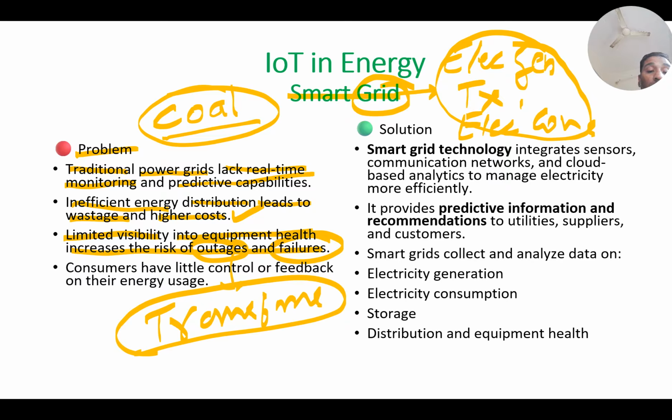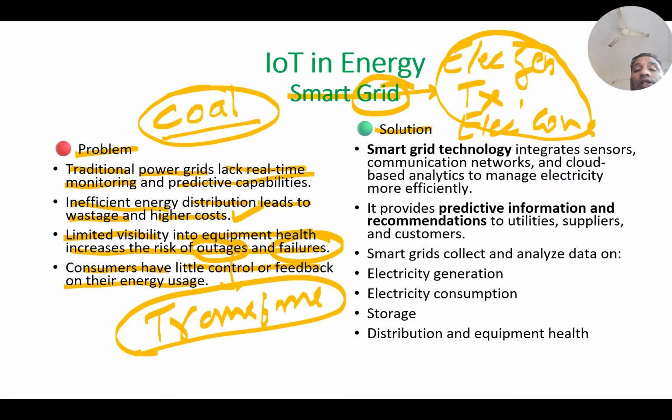Now, consumers have little control or feedback on their energy usage. In my room, an air conditioner is running, a heater is running, and I don't know how much power it is consuming. Is it consuming 5 kilowatt units per day, 10 units per day? If I get such feedback immediately, in the evening, or whenever I open my mobile app and see my consumption pattern, I can reduce my consumption. I will become alert, because I will check whether this air conditioner is consuming more electricity.